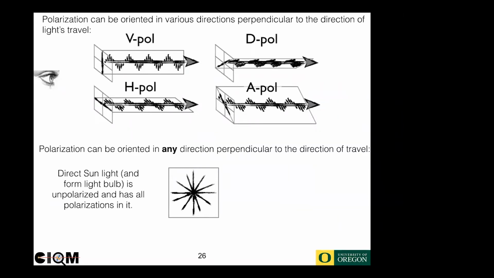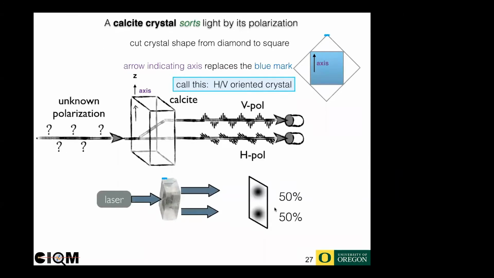So this is just a summary of the four most important kinds of polarizations that we'll be using. And then pointing out that direct sunlight comes in a form that has all polarizations mixed together, an infinite number of different polarizations, and there's no coherence in that light either. So therefore, we can say that a calcite crystal is a device that sorts light by its polarization. So now we're back to the calcite, not the polarizers. The polarizer blocks one and transmits the other. The calcite crystal is nice because it actually transmits both, but in a different beam path.